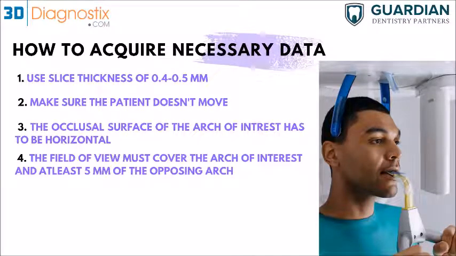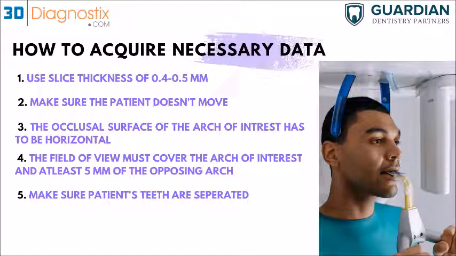And the field of view must cover the arch of interest and at least 5 millimeters of the opposing. The reason why we recommend, of course, scanning the opposing is that in case you send us records without the opposing dentition or the opposing model and the bite, sometimes we can actually use the patient's dentition, or at least what is appearing of the opposing dentition, to identify what type of occlusion the patient has. And that also helps us a lot with the planning.